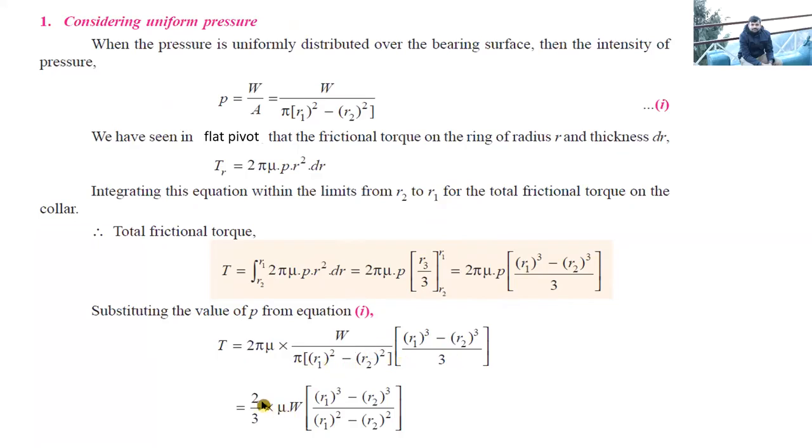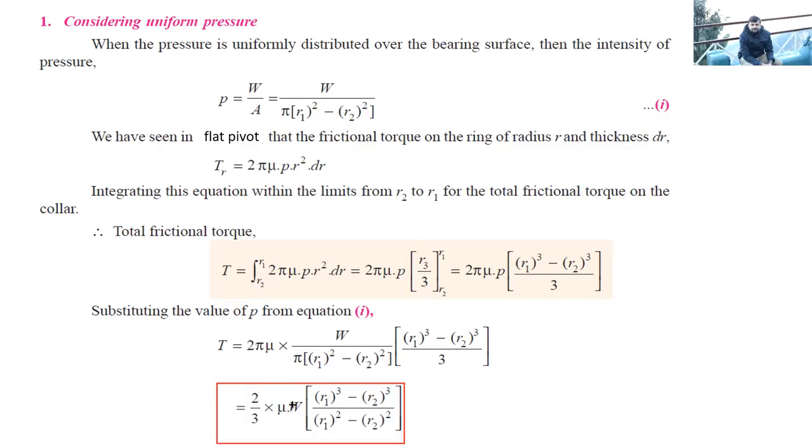So we substitute this, and we finally arrive at the expression for frictional torque. Total frictional torque is equal to 2 by 3 mu into W (R1 cube minus R2 cube) upon (R1 square minus R2 square). This is the equation for total frictional torque in the case of a collar bearing or thrust bearing, considering uniform pressure theory. I hope this is clear to you.